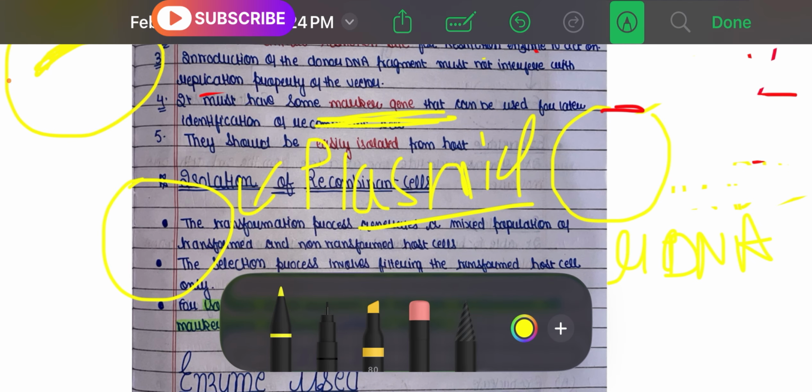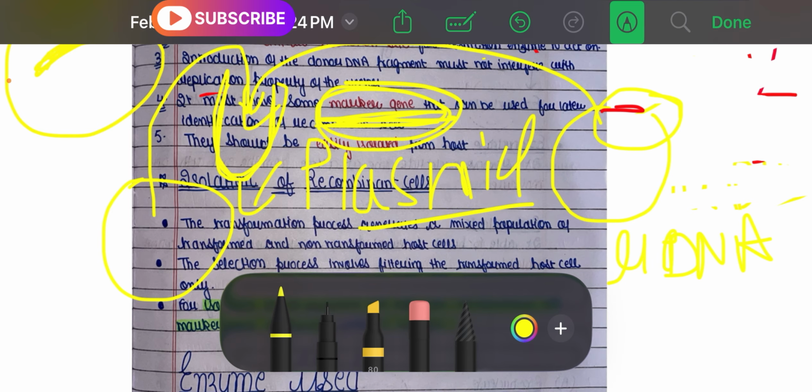Now see, all this reaction is happening in the test tube only. This is also present in the test tube. This is also present in the test tube. Now if I have to determine whether my gene of interest is inserted over here or not, then I need this marker. The marker will tell me whether my plasmid contains my gene of interest or not. This is the work of the marker gene.